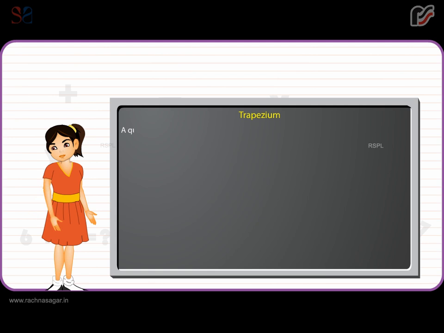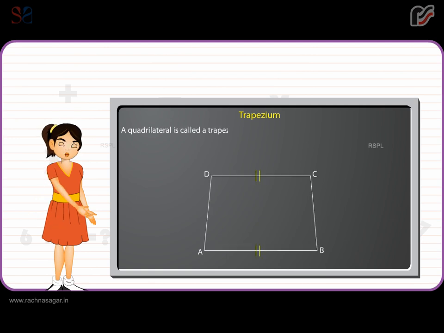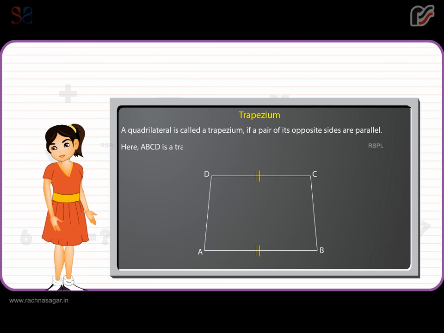Trapezium. A quadrilateral is called a trapezium if a pair of its opposite sides are parallel. Here, ABCD is a trapezium and AB is parallel to DC.